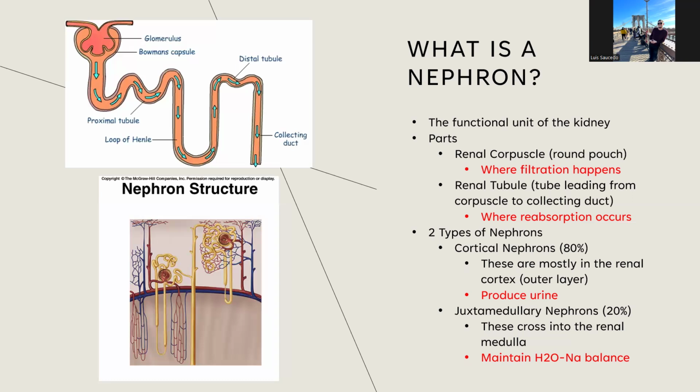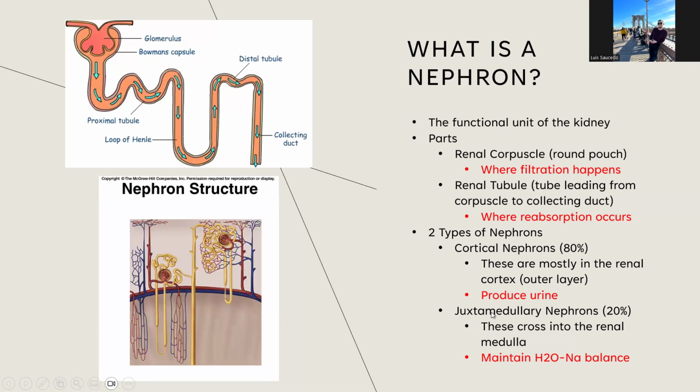You have the cortical nephrons, which make up primarily 80% of all nephrons in our kidneys. And the way that I remember it the most is that these nephrons mostly stay in the renal cortex. So in this nephron structure image you see here, you'll see that you have a collecting duct in the middle of both of these nephrons. However, you can see that the loop of Henle barely enters into the medulla, so it's very short. These primarily are used to produce urine for us.